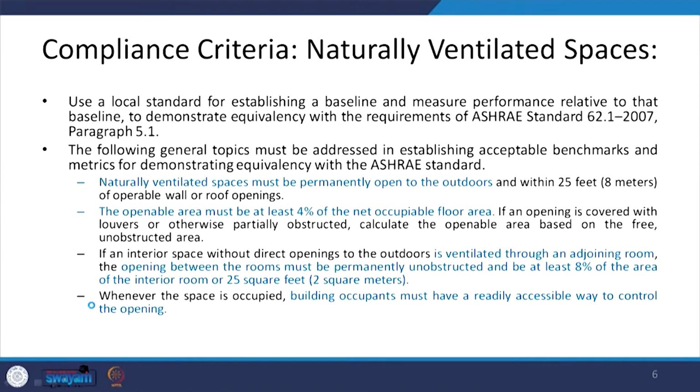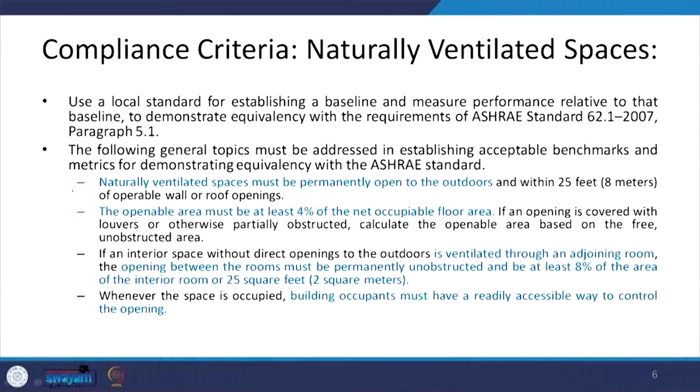So, largely we are talking about the rate of ventilation and also the quality of air as far as the thresholds of contaminants are concerned. In general, when we are talking about complying with the criteria given as per ASHRAE standard 62.1, we talk about naturally ventilated spaces which must be permanently open to the outdoors. We talk about the openable area which must be at least 4% of the net occupied floor area.